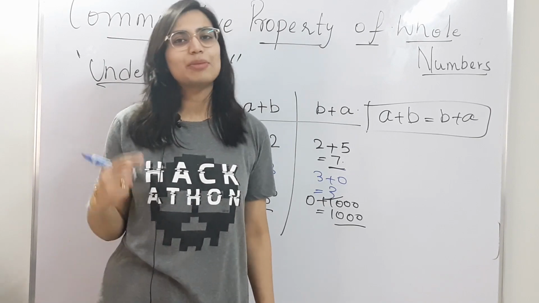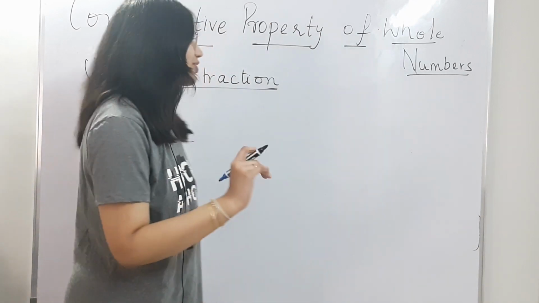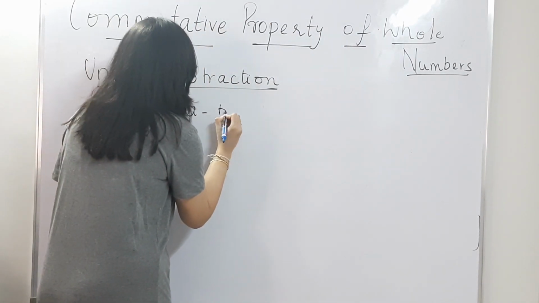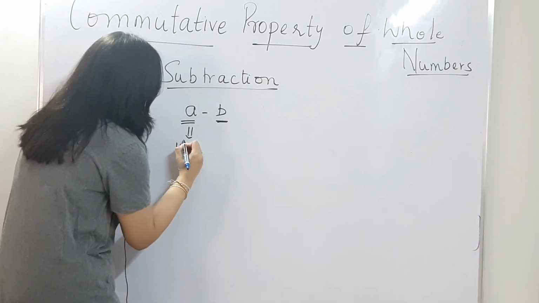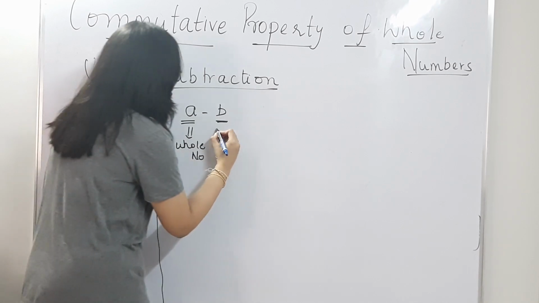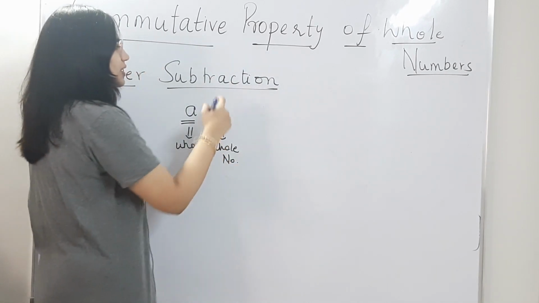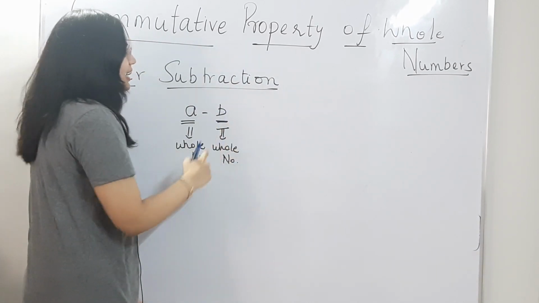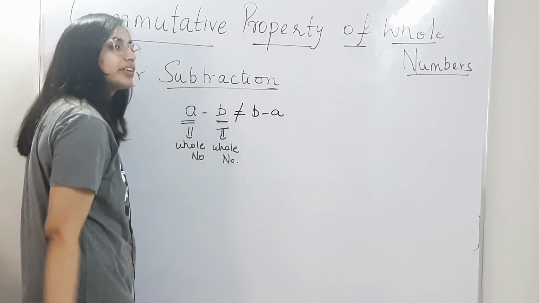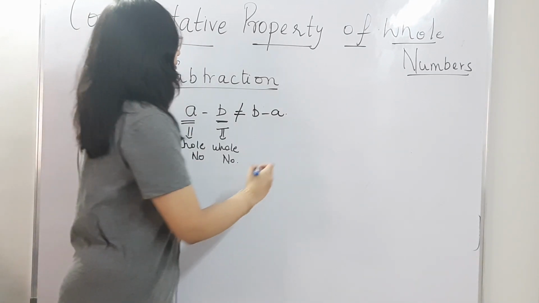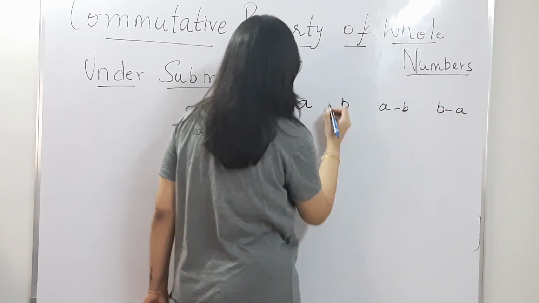Okay. Now let's see the commutative property under subtraction. You know that in subtraction we will take A minus B as the operation, and A is a whole number and B also needs to be a whole number. It's the same with addition also, right? So in subtraction we will try to prove that A minus B is equal to B minus A. However, this is not the case. Let's see why.